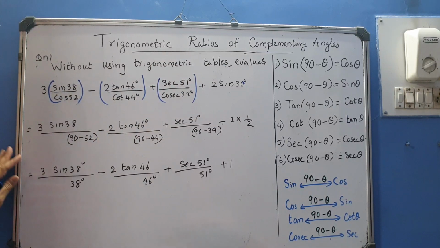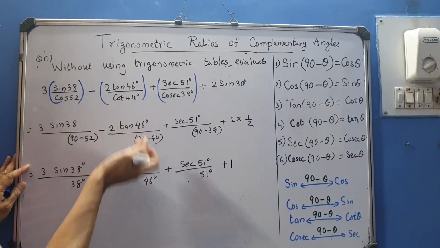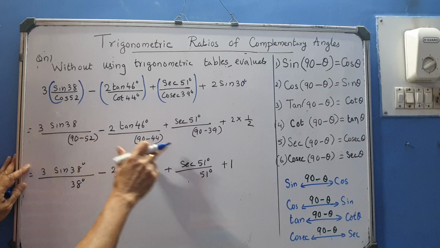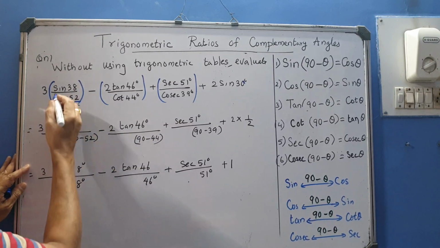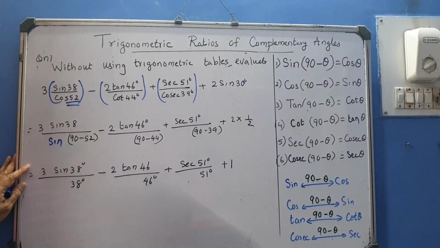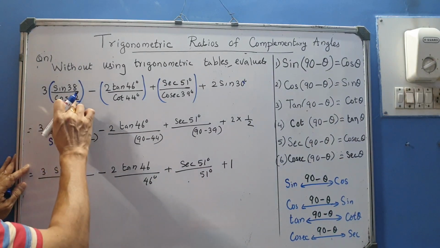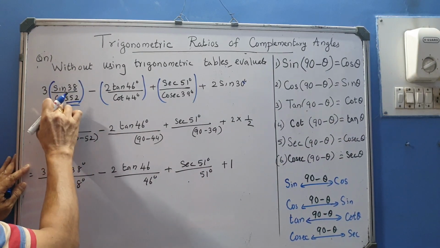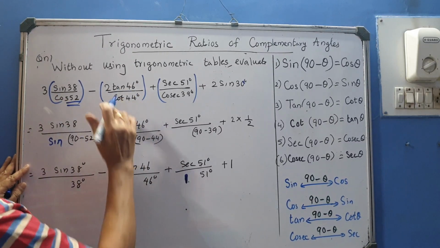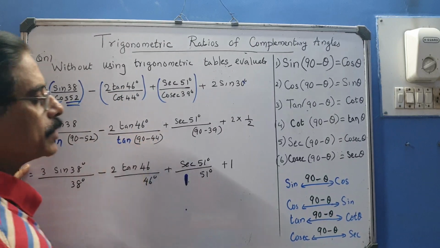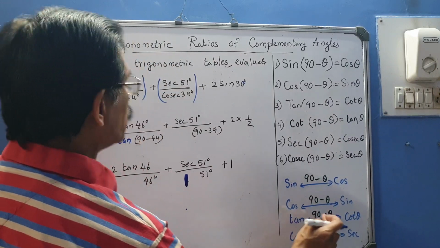So now listen, I have to change either the numerator or the denominator. If that's your wish, you can change either one. Okay, I change the denominator. Complement of 52 is 90 minus 52, so cos becomes sine, because sine of 90 minus theta is cos theta. Now I'm finding the complement of 44, so cot becomes tan. We know that cot becomes tan when we find 90 minus theta.